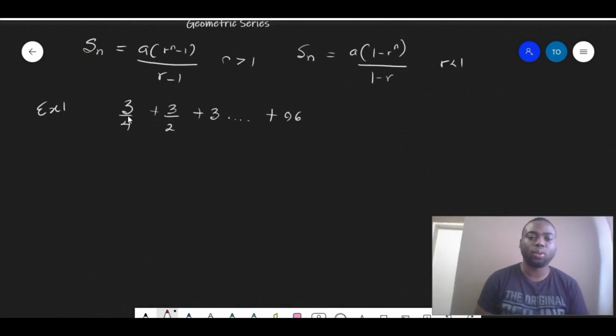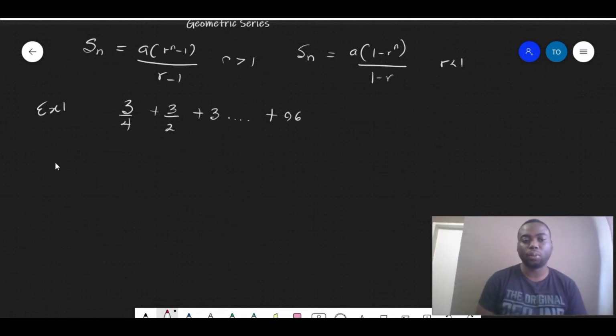The question here says you have 3 over 4 plus 3 over 2 plus 3 plus ... plus 96. Now this is your series. The first thing you need to do is to figure out what your a is, what your r is, and what your n is. Because we have addition signs, we know we're going to deal with a sum. So you want the sum of this entire sequence.